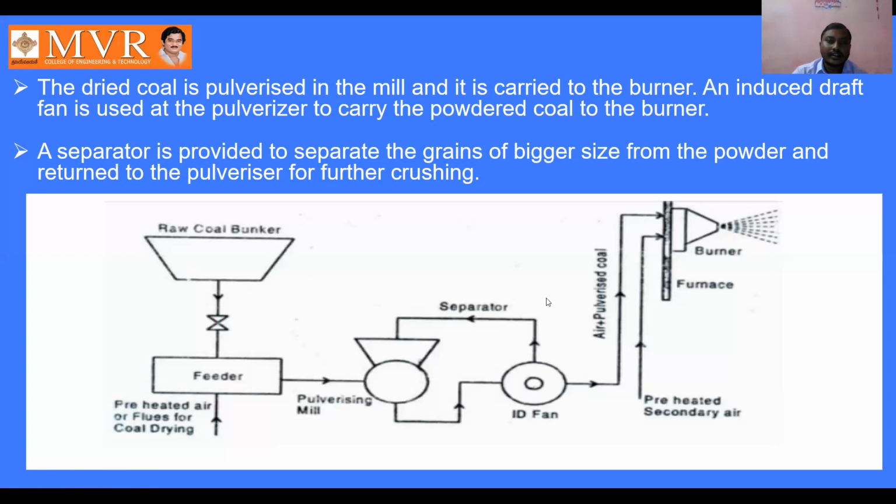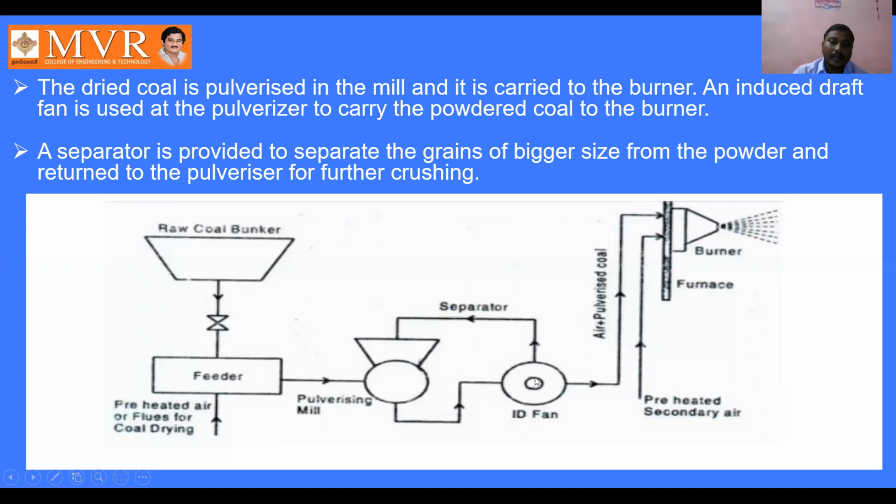You can clearly understand that the raw coal is entered into the bunker here. From the bunker, it is entered into the feeder. The feeder sends the raw coal into the mill. Here the mill pulverizes the coal which has been sent from the feeder, and after getting into powdered form, or after the coal is pulverized into small pieces, it enters through the ID fan. It is entered into the burner.